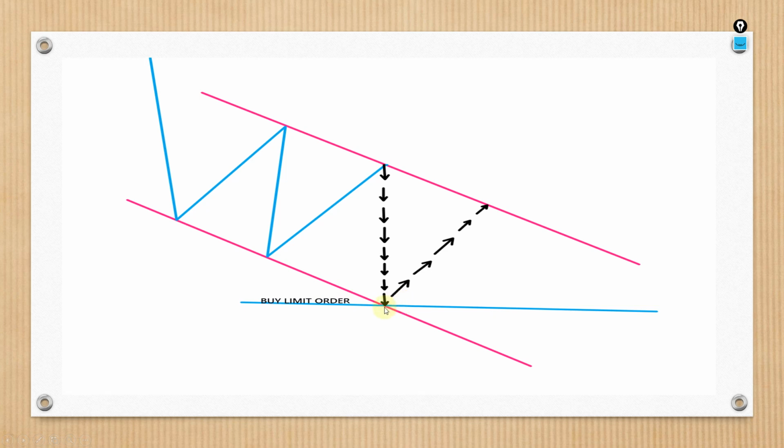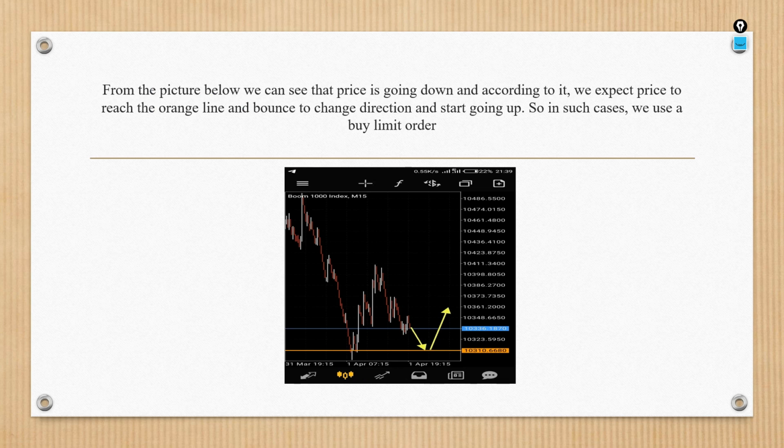And once it reaches there, maybe it might start going up or it might start going down. It might continue going down. So sometimes you might get it right, you might not get it right. It doesn't mean that once you set a buy limit order, the price will obey you and start going up. Sometimes you make a loss. Yeah. So let's go to another type of order.